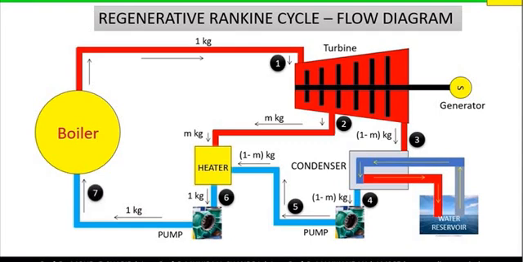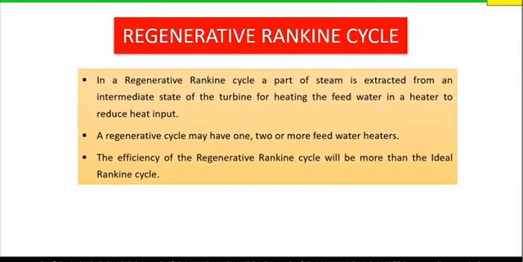After finding the pressure, volume, temperature at these 7 points, using Mollier diagram, we can find the enthalpy at 7 points and find the efficiency of the regenerative Rankine cycle. In a regenerative Rankine cycle, a part of steam is extracted from an intermediate state of the turbine for heating the feed water in a heater to reduce heat input. A regenerative cycle may have 1, 2 or more feed water heaters. The efficiency of the regenerative Rankine cycle will be more than the ideal Rankine cycle.